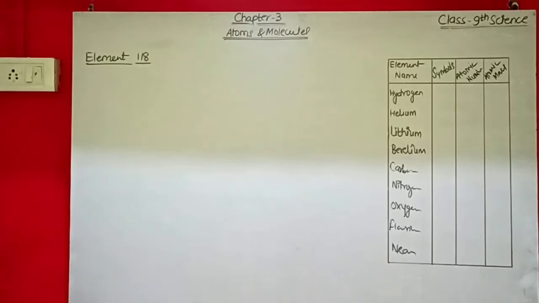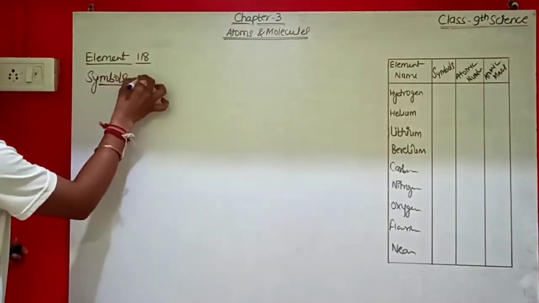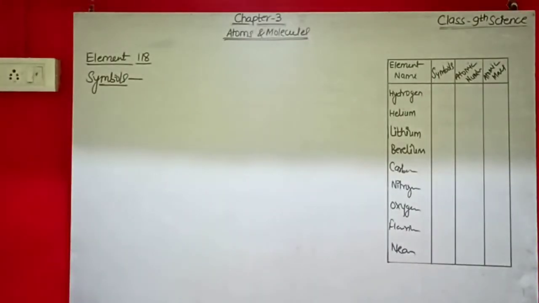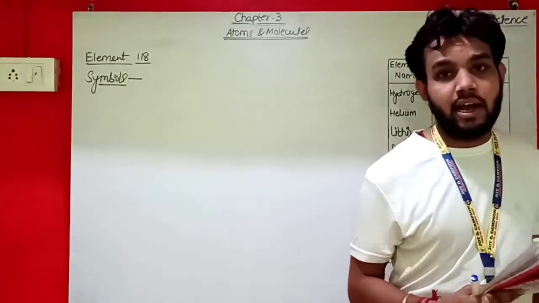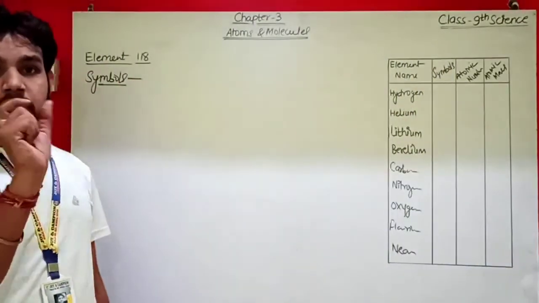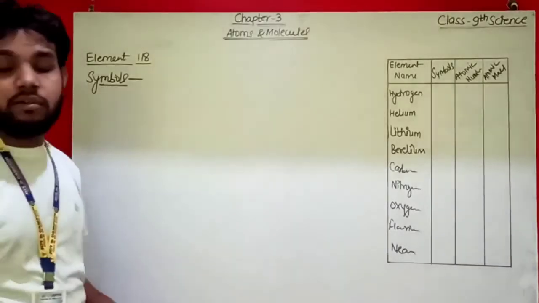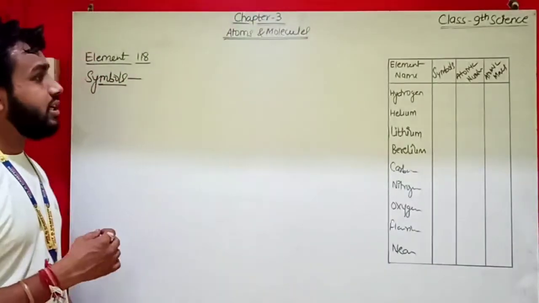So what is a symbol? Write the definition of symbols. Symbol is an abbreviation used to represent an element. Okay, एलिमेंट को रिप्रेजेंट करने के लिए एब्रिविएशन दिए जाते हैं, इसको हम क्या बोलते हैं? सिंबल्स. Generally the symbols of elements start with English capital letters. जो एलिमेंट्स के सिंबल होते हैं उनको इंग्लिश के कैपिटल लेटर से स्टार्ट किया जाता है.